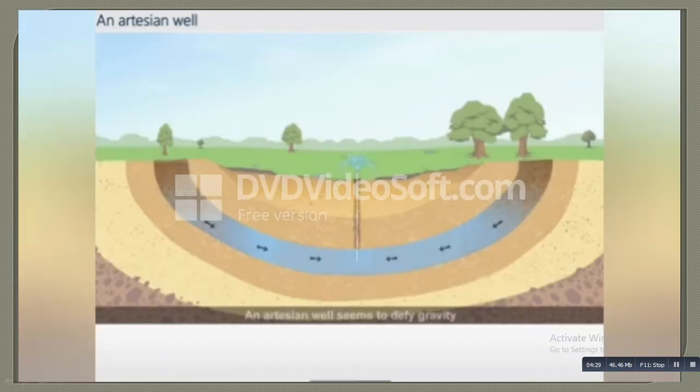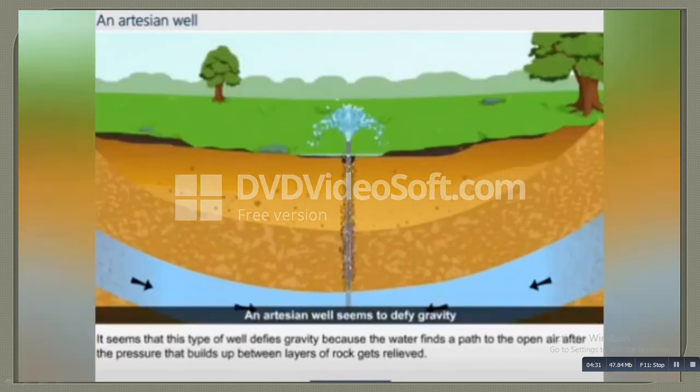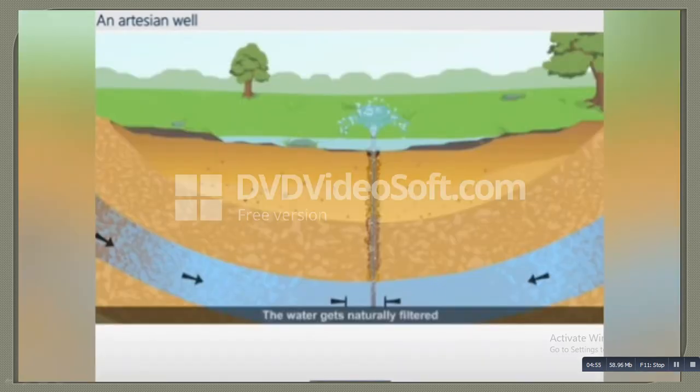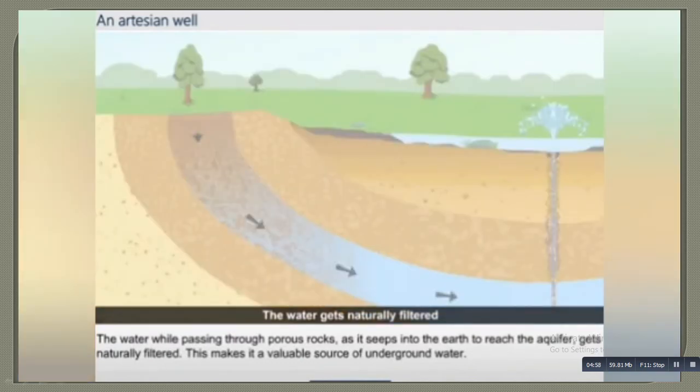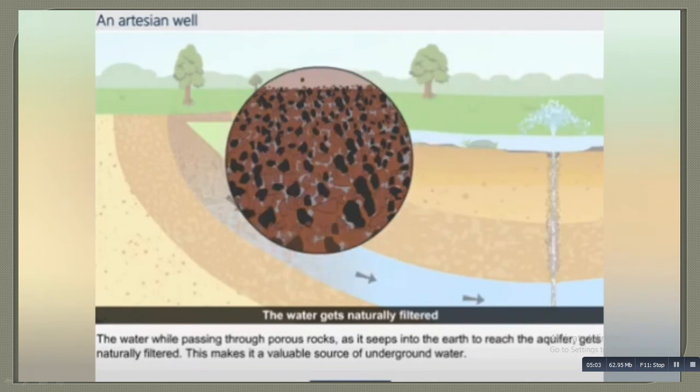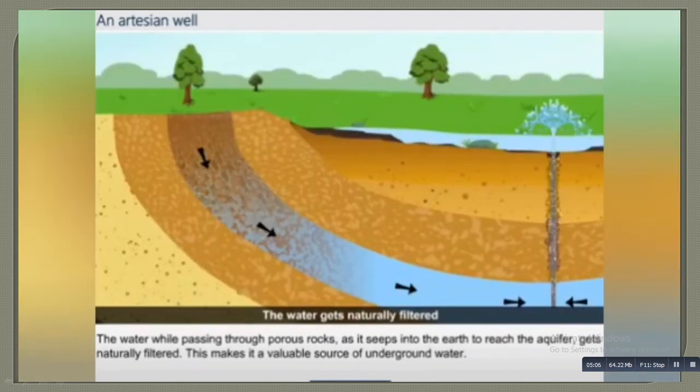It seems that this type of well defies gravity because the water finds a path to open air after the pressure that builds up between layers of rock gets relieved. The water, while passing through porous rock as it seeps into the earth to reach the aquifer, gets naturally filtered. This makes it a valuable source of underground water.